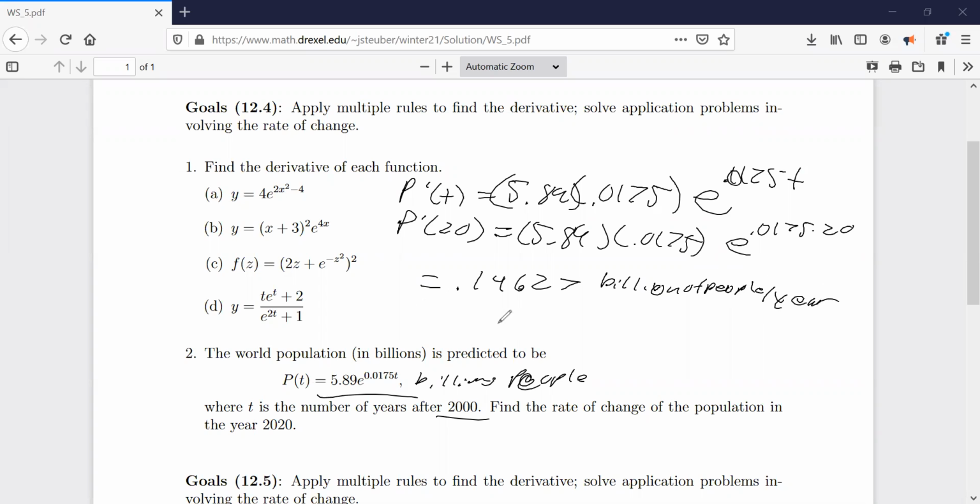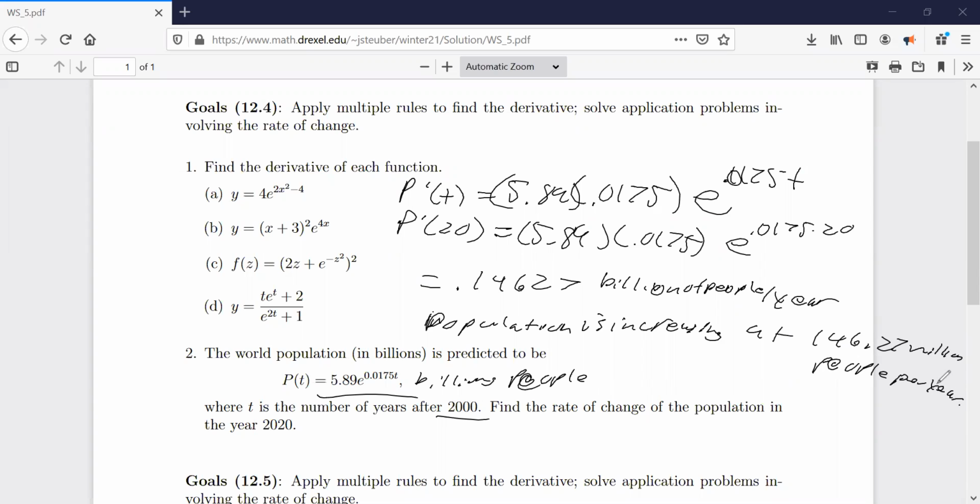So if I'm going to interpret this in more natural language, that means at 2020, the population is increasing at 146.27 million people per year. Does that make sense? Yay, nay?